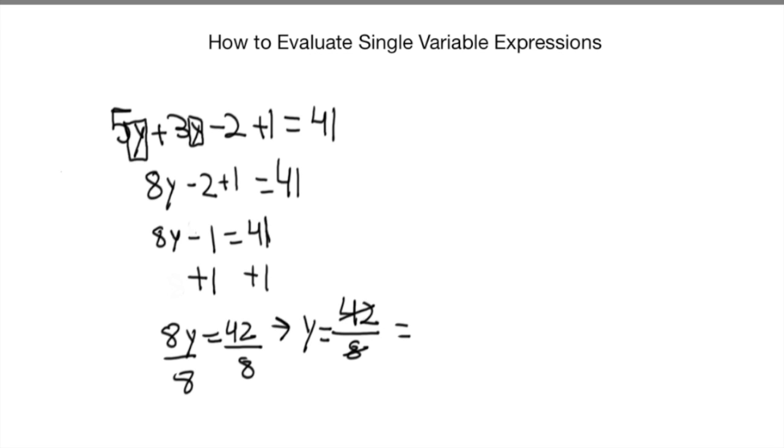42 divided by 2 is 21. 2 goes into 42 21 times. And 8 divided by 2 is 4. And 2 goes into 8 4 times. So 21 fourths would be our final answer for this equation.